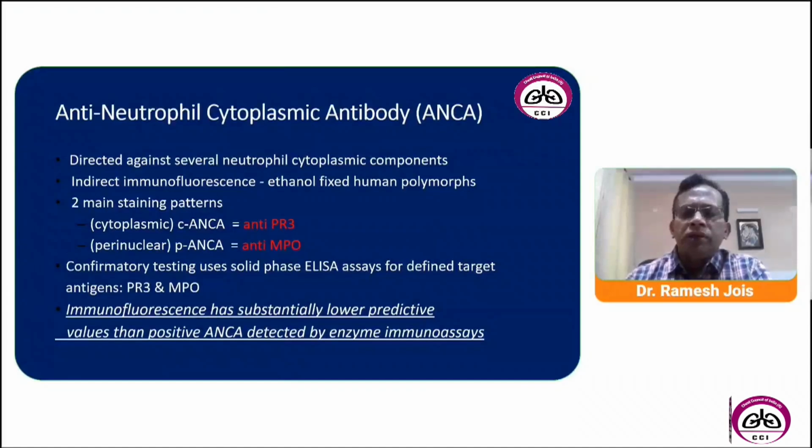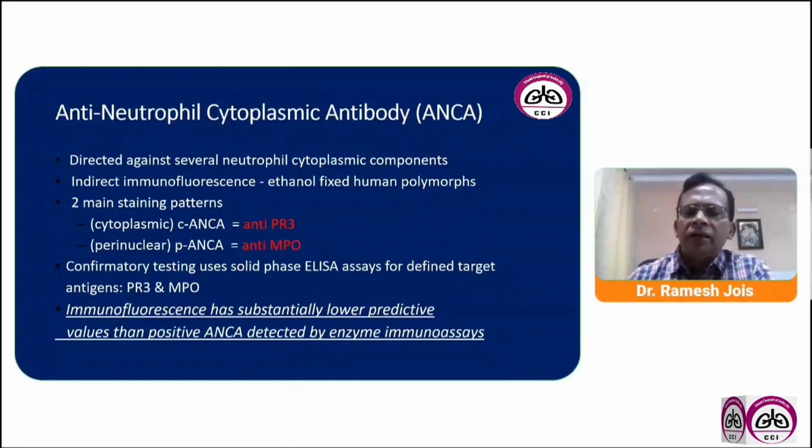So one of the important things that people use, especially in this group of vasculitides, is to look for ANCA. It's important to understand that ANCA is measured by two different methodologies. One is the immunofluorescence and the other one is the enzyme immunoassay. The immunofluorescence shows either a C ANCA, or cytoplasmic, or a P ANCA, or perinuclear pattern, but it is important to remember that the immunofluorescence has less sensitivity because it is observer dependent. So hence immunofluorescence has substantially lower predictive values than a positive ANCA determined by enzyme immunoassay.